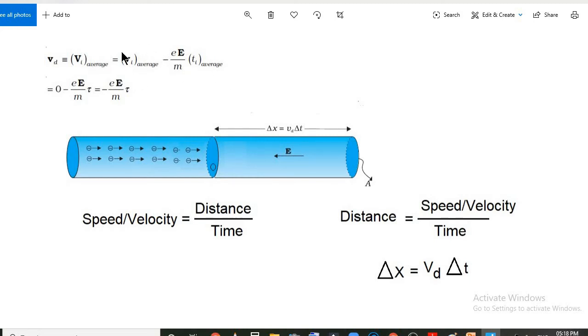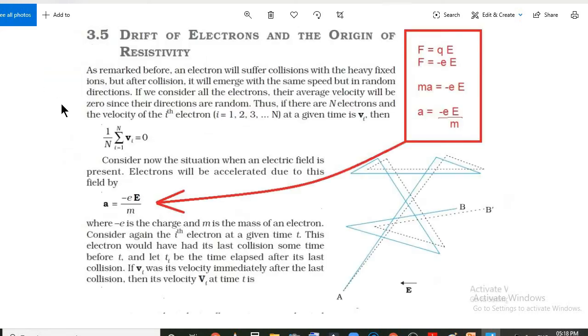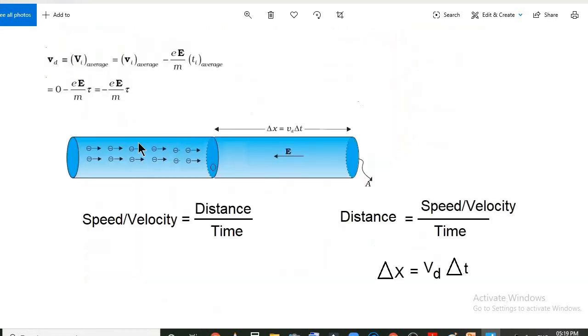Okay, now the initial average velocity is 0. We already got here, this is the initial average velocity, that is 0. And the remaining thing is this only needed to be averaged now. While you are averaging any quantity, the constants can be taken outside. Therefore minus eE divided by m, that is constant. e means the charge of an electron, that is common for all the electrons. m is the mass of an electron, that is common for all the electrons.